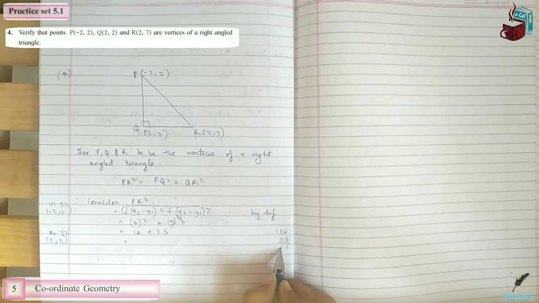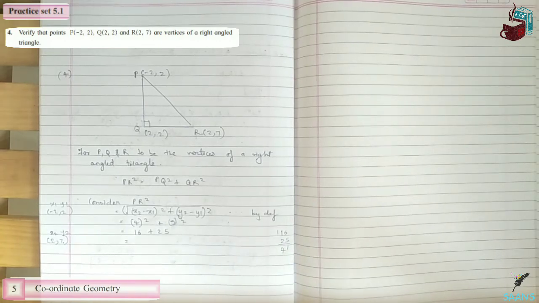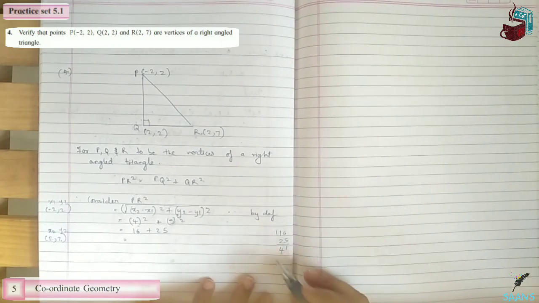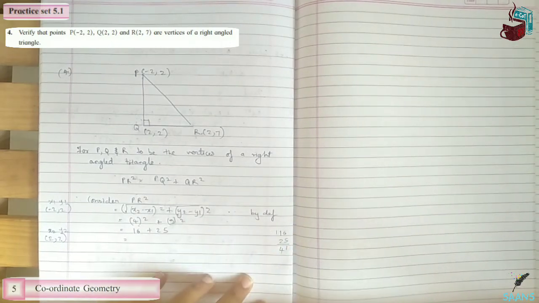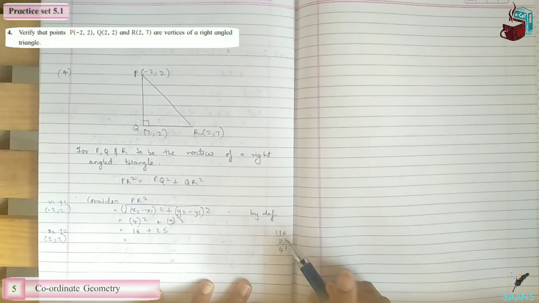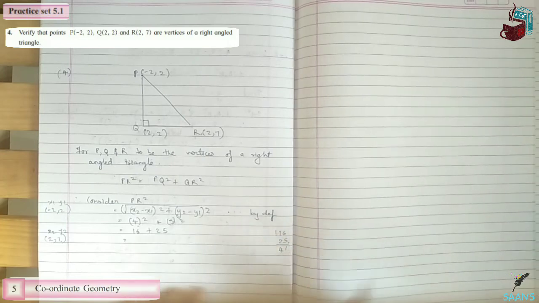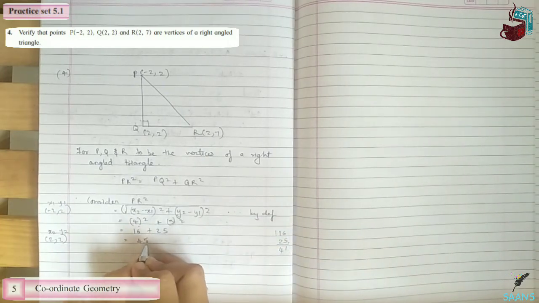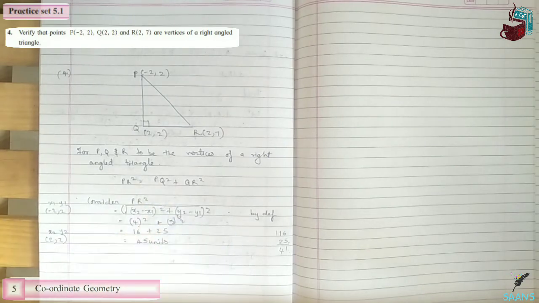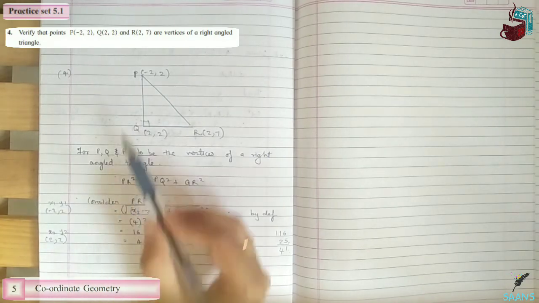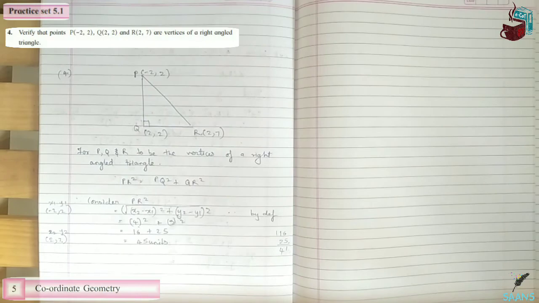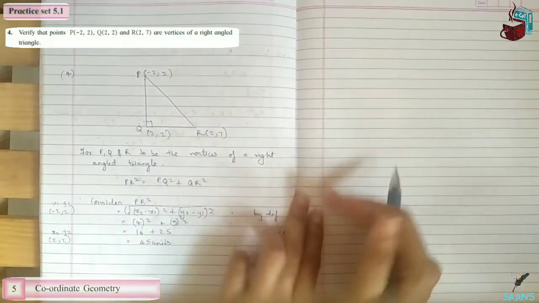And therefore, PR square is nothing but 16 plus 25. 6 plus 5 is 11, 1 carry, then 2, 3, 4. I do all the steps so that you understand and you should not make a mistake. These things come up and we do make mistakes. So, 45 units. Now, we have to see whether their squares are the same or not. Sum of the squares. So, we'll find PQ square and QR square. So, we'll continue.